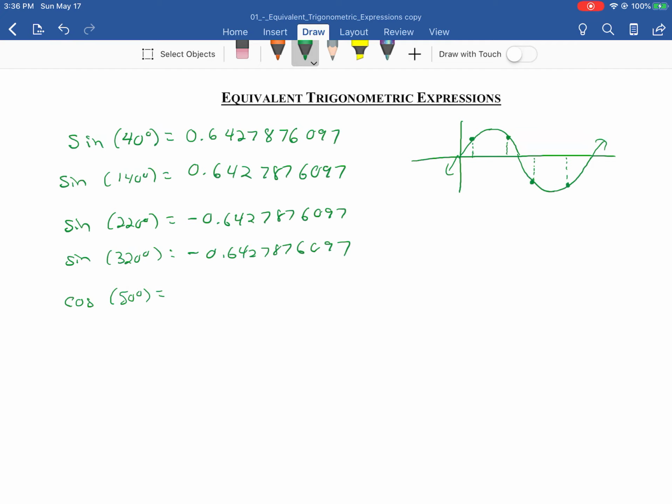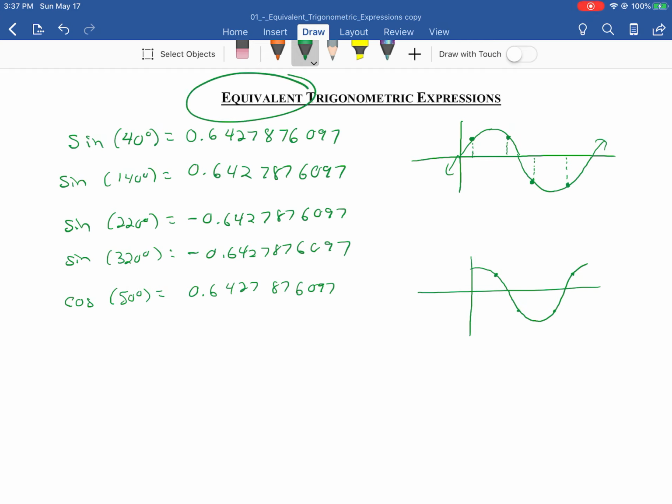But cosine of 50, watch what I get. There it is, 0.6427876097. Why is that happening? Well, cosine goes through the same values sine does. It does them in a different order, but whatever that value is, it's going to come out at some point in cosine, and the negative versions are going to be there, and it's going to come back to it at some positive number later on. So there's lots of equivalent, and that's what we're talking about in this lesson, equivalent trig ratios, and we're going to learn how to find them. That's what we're going to be up to.